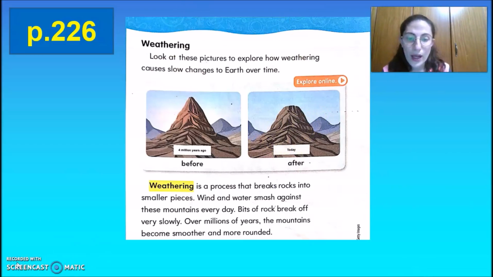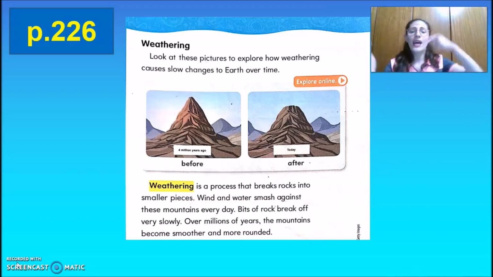So when we talk about weathering, one more time, what do we mean? We mean it is a process. A process means it is a thing that happens in many steps, okay? A series of steps, of actions that breaks the rocks into smaller pieces. How does this happen? Each day, every day, the wind and the water smash against these mountains, okay?